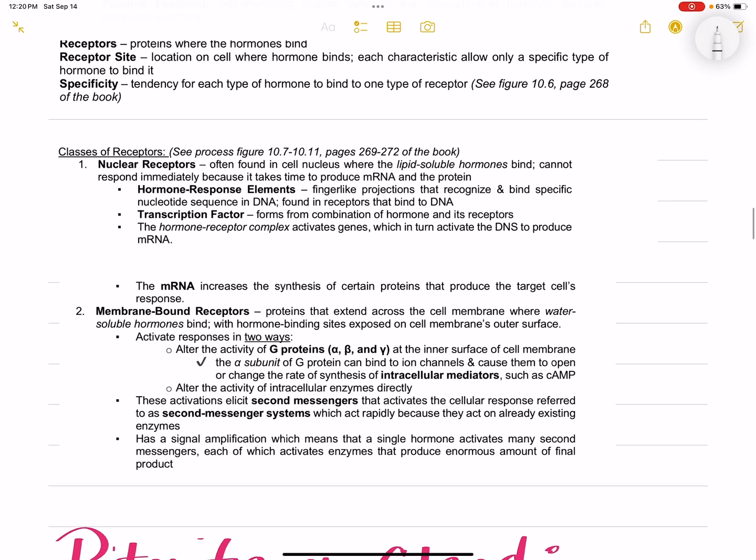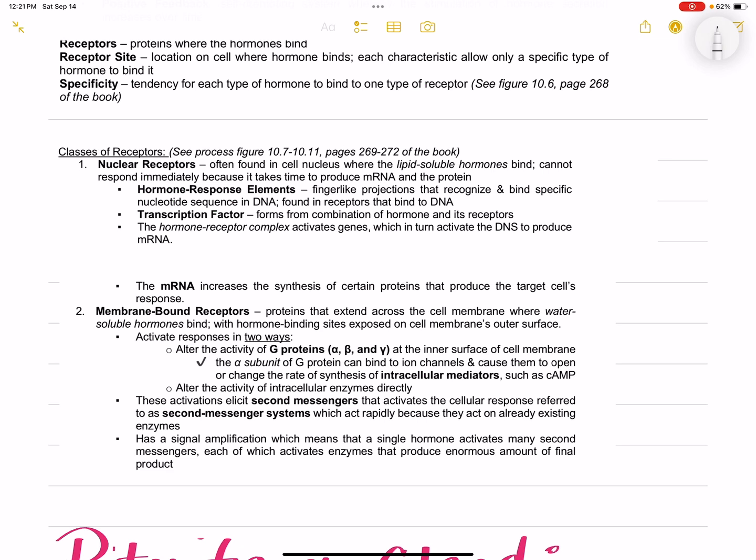Okay, so we have classes of receptors. We have the nuclear receptors, often found in the nucleus where the lipid-soluble hormones bind. So, cannot respond immediately because it takes time to produce the messenger RNA and the protein. Diba nagyatawag sa biochem, the transcription phase. Okay, so hormone response elements, finger-like projections that recognize and bind specific nucleotide sequence in DNA found in receptors that bind to DNA. So, transcription factor forms from combination of hormone and its receptors.